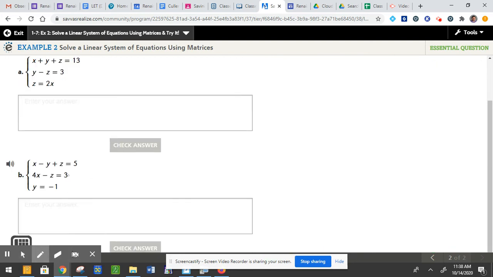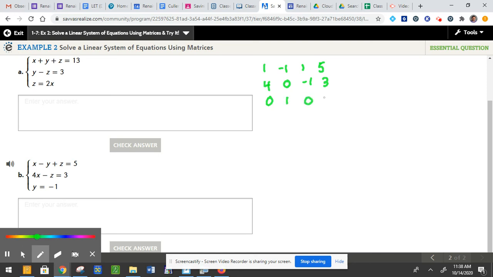So the first thing we're going to do here is convert this to the matrix. So it goes 1, negative 1, 1, 5. The next one goes 4. There is no y, so we need a 0 there. Then negative 1, and then 3. And then the last one, 0, for there's no x. 1 for y, no z, so a 0, and then negative 1.